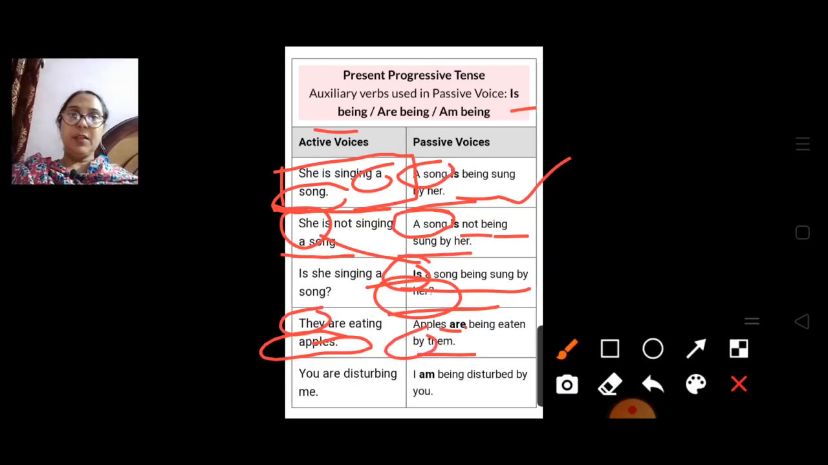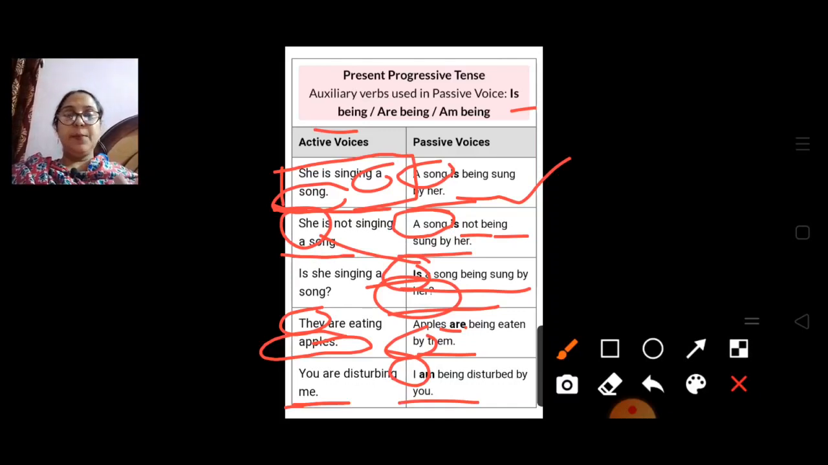By is always used. Now, you are disturbing me. You are disturbing me. Now I becomes me, and me becomes I over here. So I am being disturbed by you.